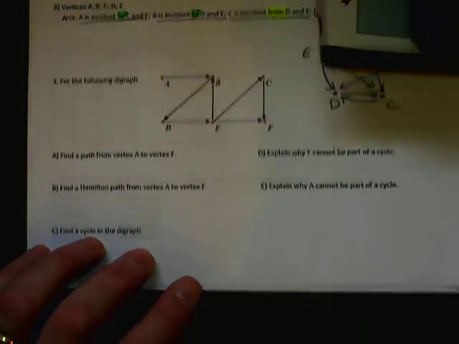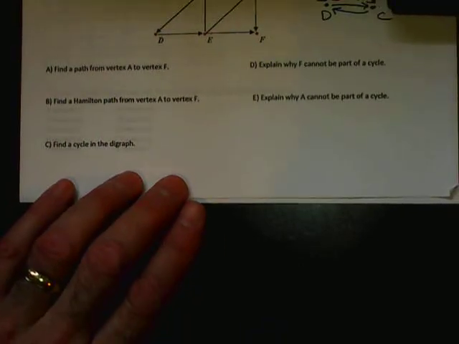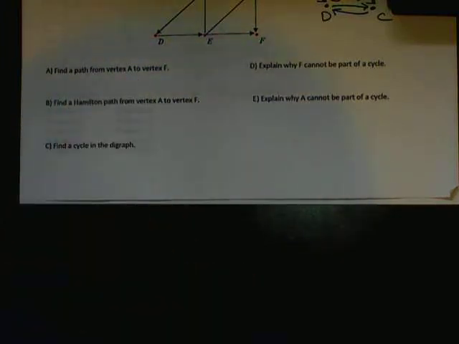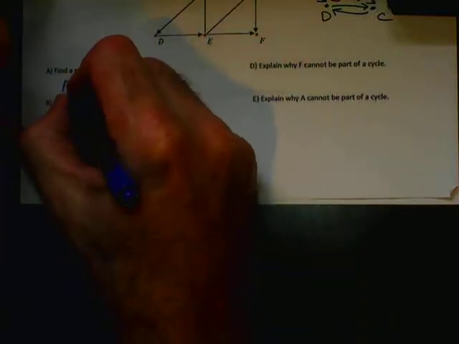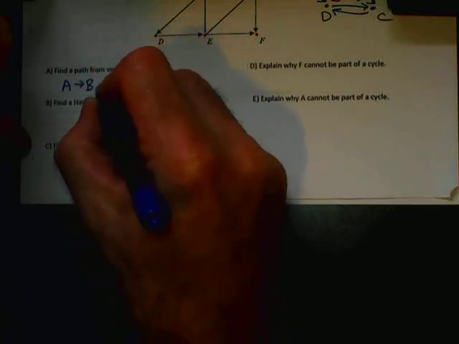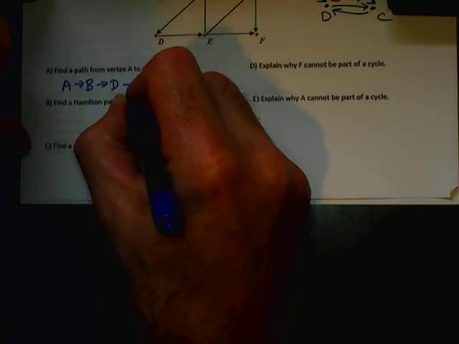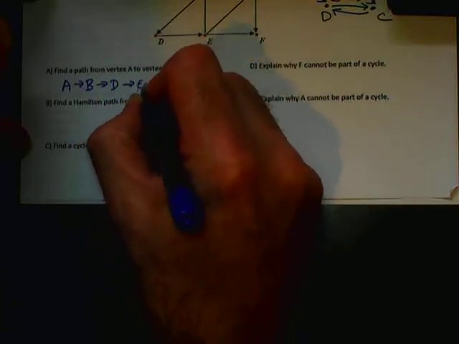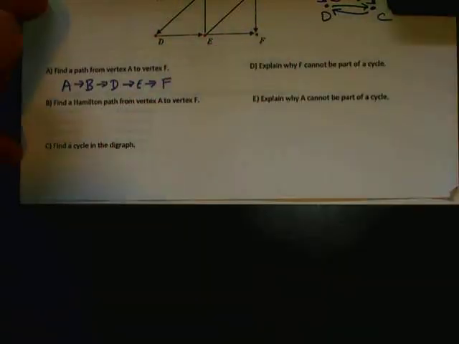so after that, now we get number 3, and number 3 I think is much clearer. Find a path from A to F. We're going to start at A, and we're going to go to B because that's the only place we can go. And then we go to D, and then to E, and then to F. That would be a path, starting at A, going to F.